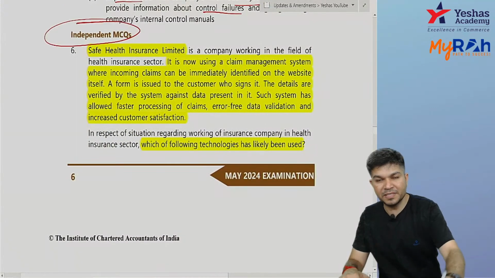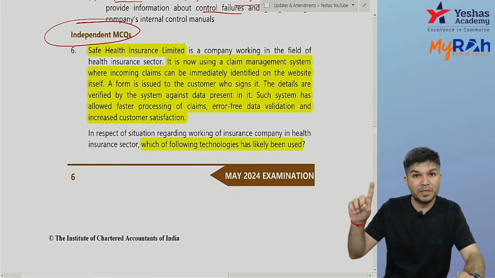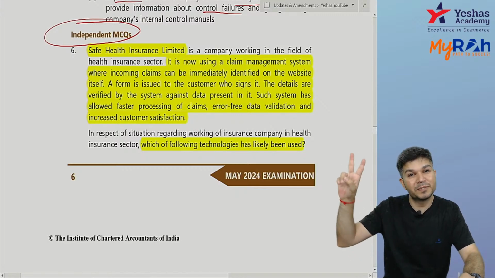This was a case based question. We had a special purpose financial statement as well as a general purpose financial statement.